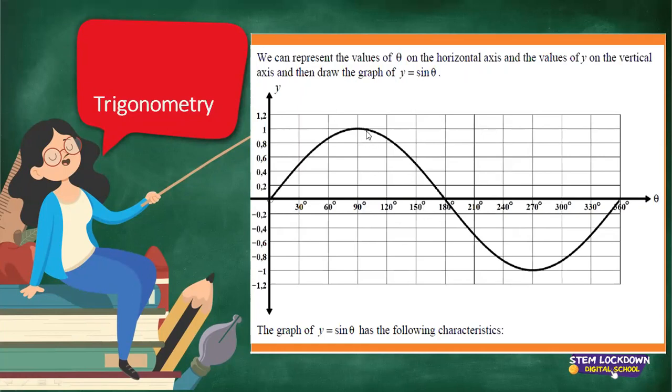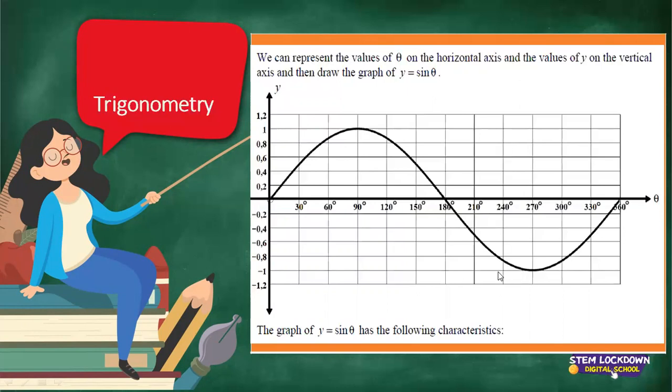How do you get amplitude again? You say the maximum minus the minimum, all divided by 2. 1 minus negative 1 gives positive, so 1 plus 1 is 2. 2 divided by 2 is 1. So our amplitude for y equals sine theta is 1. Okay. That's what we wanted to know. Again, the maximum value is 1, the minimum value is negative 1, the amplitude is 1.